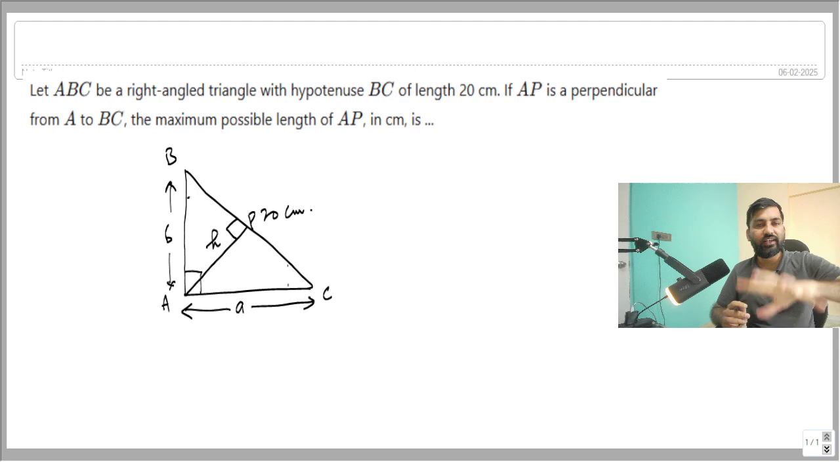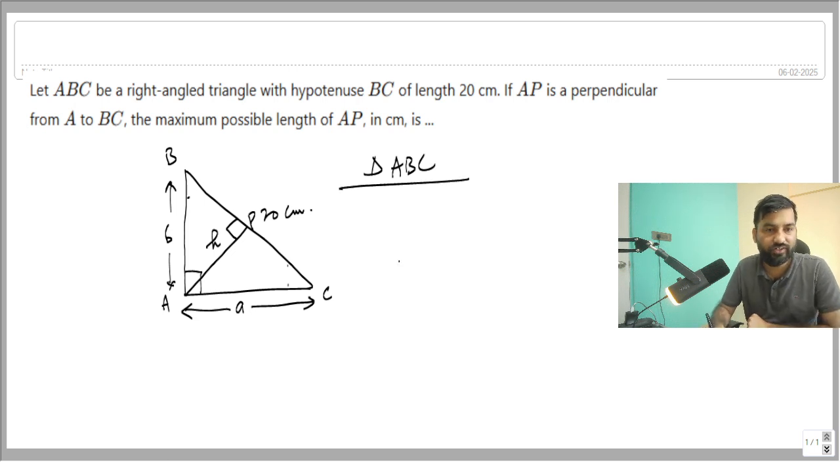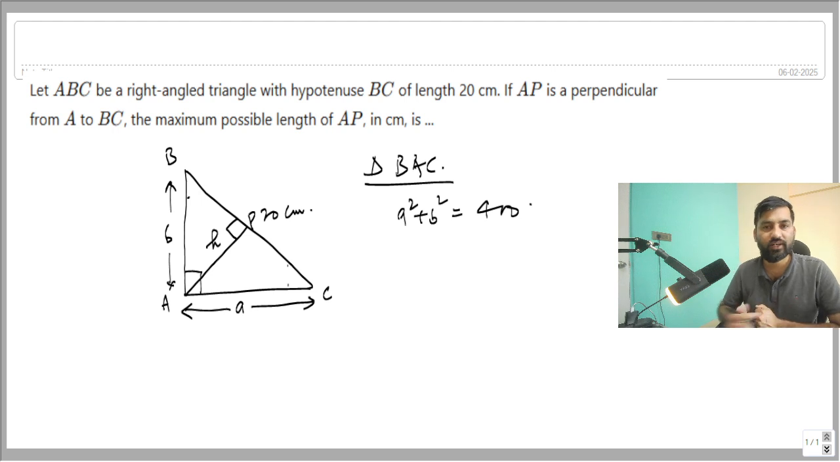Now we can apply Pythagoras theorem in triangle ABC, or you can say BAC, because A is 90 degrees here. So it becomes a square plus b square equal to 400. That is Pythagoras theorem. Understand? This is equation number 1.